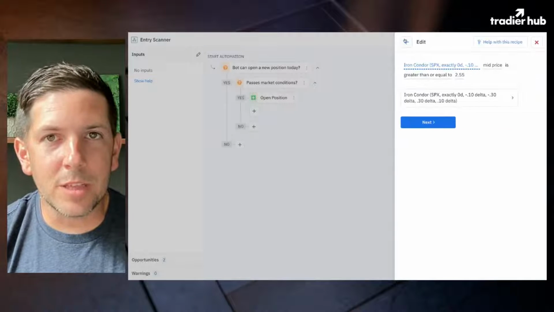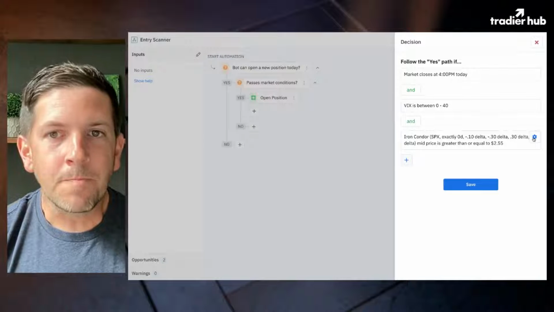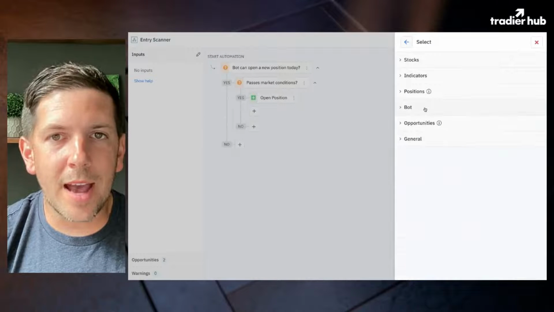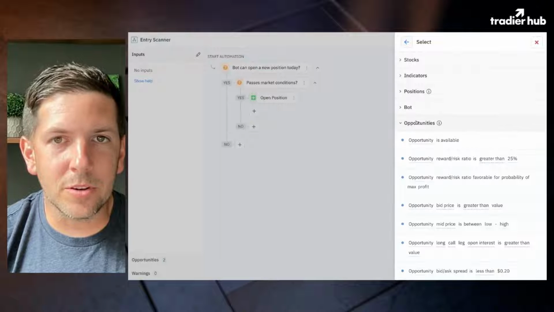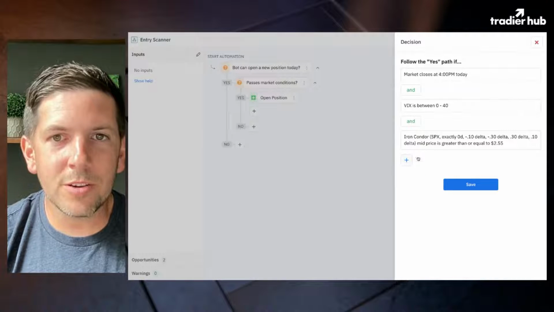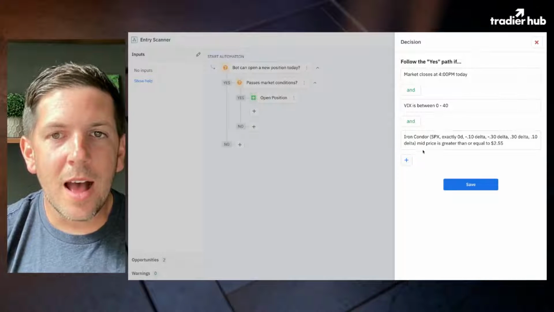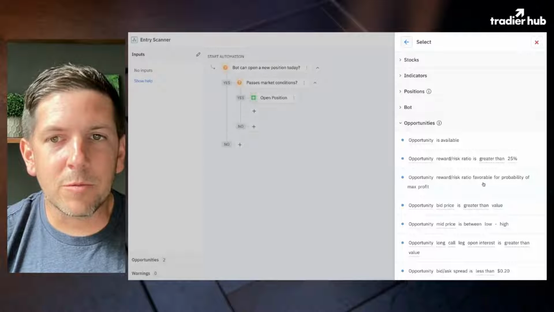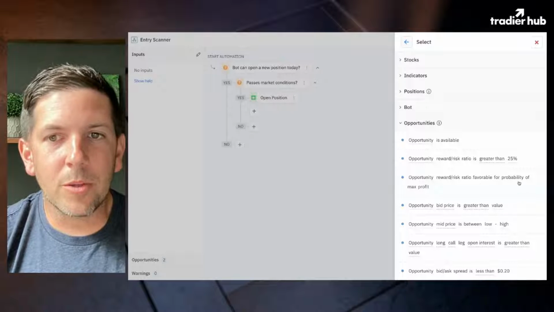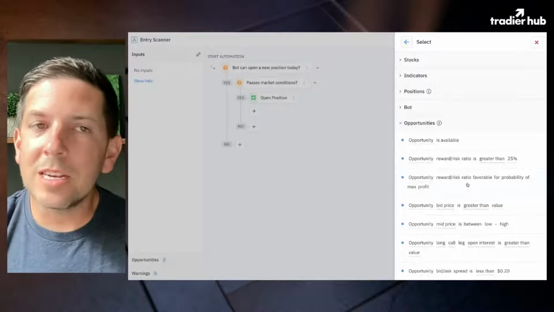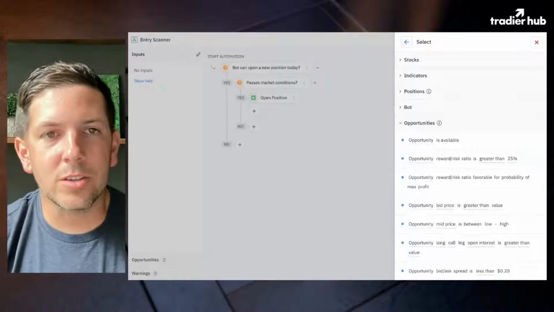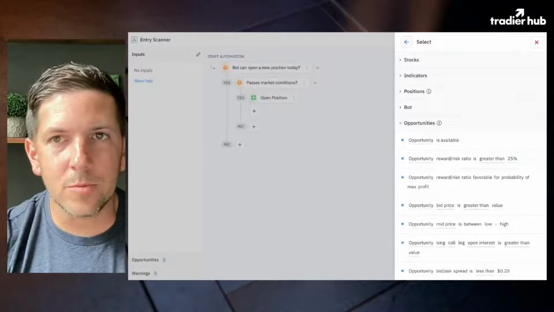Now, here's the deal with this one. If you wanted to, for this opportunity, what you could do is add another opportunity filter. And that's all we're doing here, just adding another opportunity filter for our bot. And we're checking this one here, which is that the opportunity risk reward is favorable for the probability of profit. So I know I did all these calculations here, and I know you're thinking to yourself, there's no way I can do all those calculations, Kirk. I can't do them on the fly.